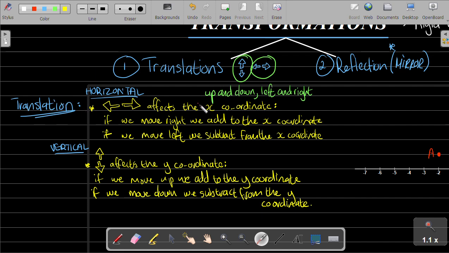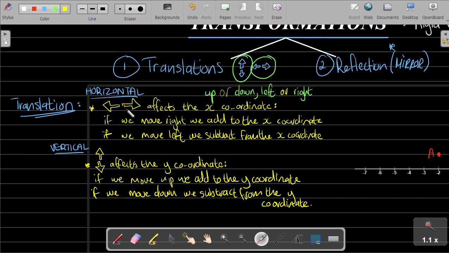Sorry, these words over here shouldn't be up and down. It should be up or down, because obviously if you're moving up, you're moving up. If you're moving down, you're moving down. And then it's left or right. Okay, cool. All right, let's get started.